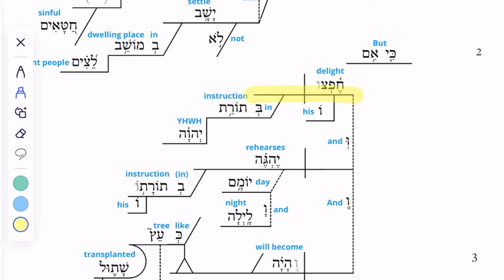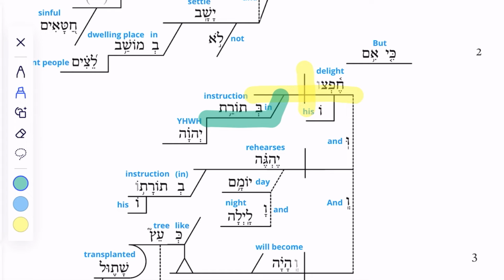Now we have proper sentences, even if our first is verbless. His delight is in the instruction of the Lord. The his here goes back to the man above, but the connection is not syntactic, so it's not marked here. We track co-reference in our participant analysis.